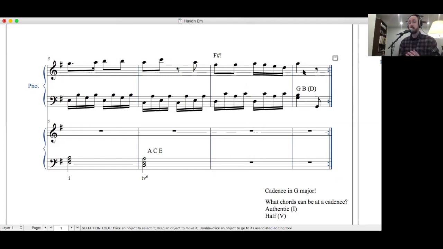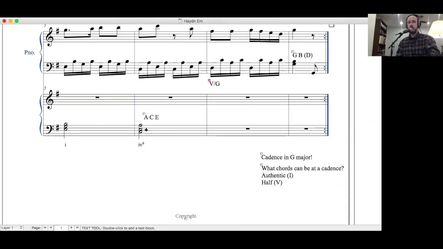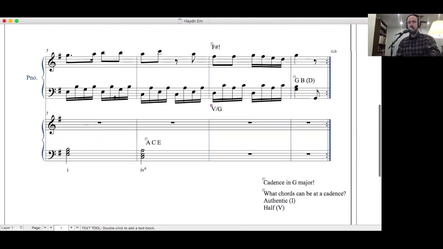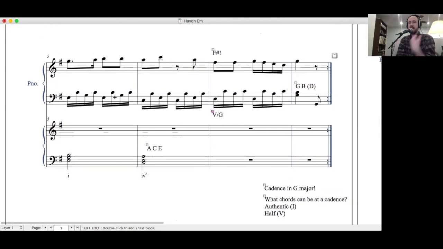What's the other thing that helps us know that we're in G major? D is 5 of G, right? So we've got all these things here that are pointing us to G major. So if that's the case, what we need to do is go backwards and say, when did that happen? When did we move into G major?